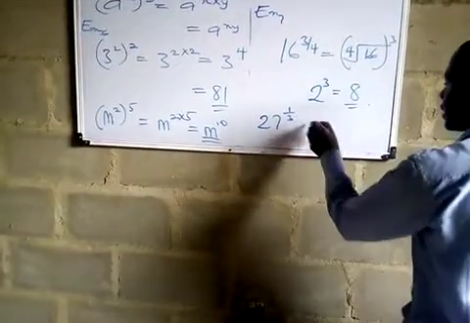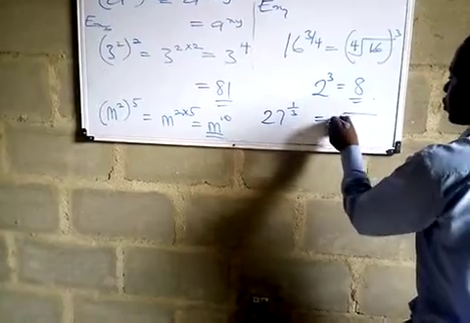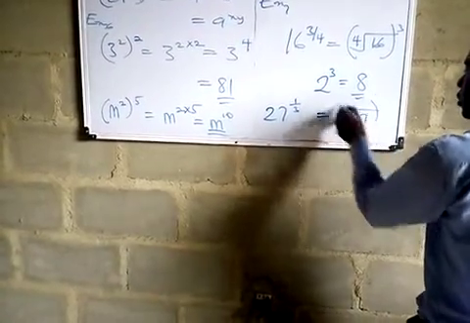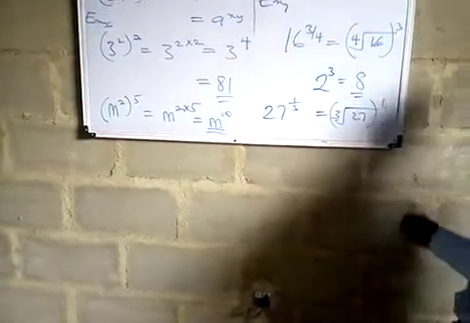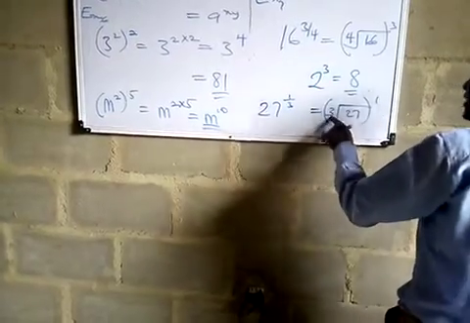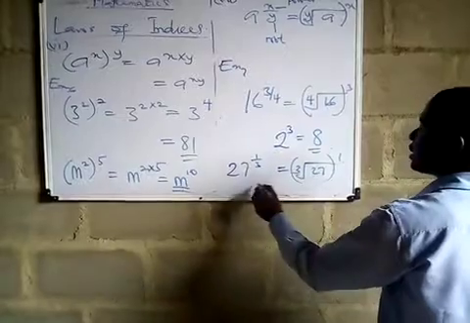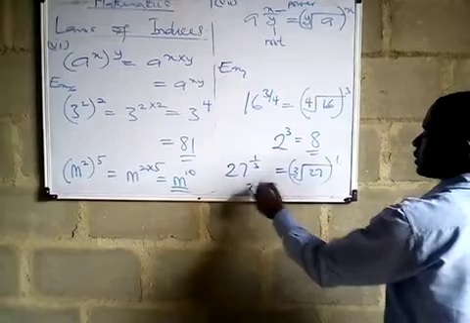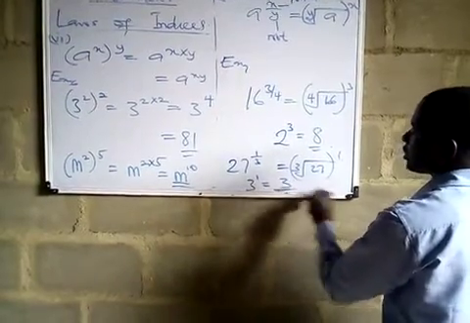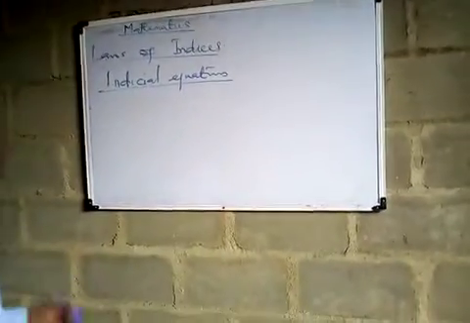I have 27 raised to the power of 1 over 3. So what am I going to have from there? We have the cube root of 27, all raised to the power of 1. There is a number that, once you multiply it 3 times, gives 27. They're actually saying 3. And this power is 1. That gives us 3.